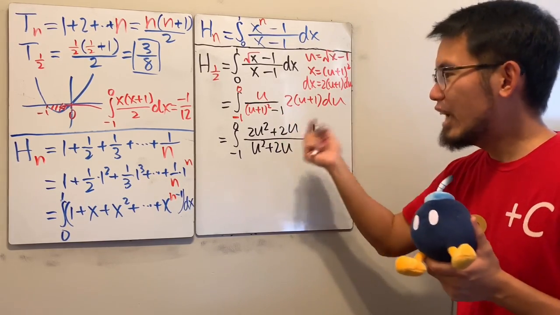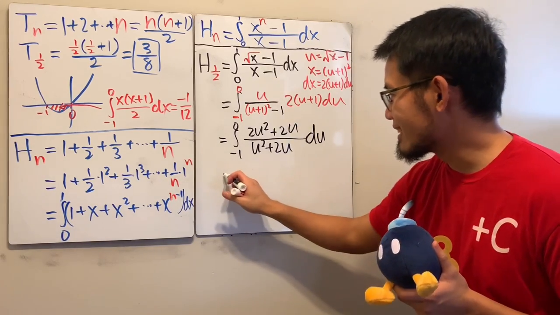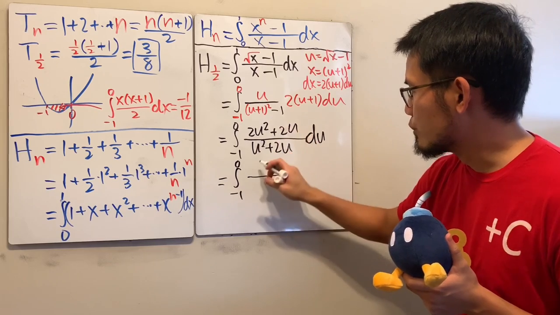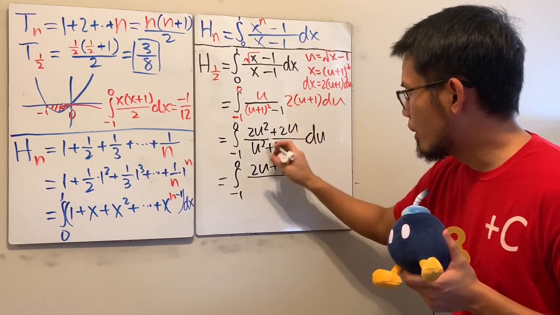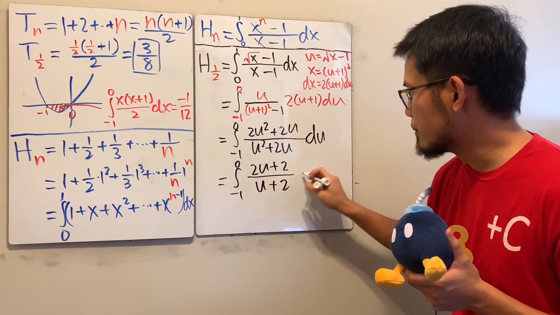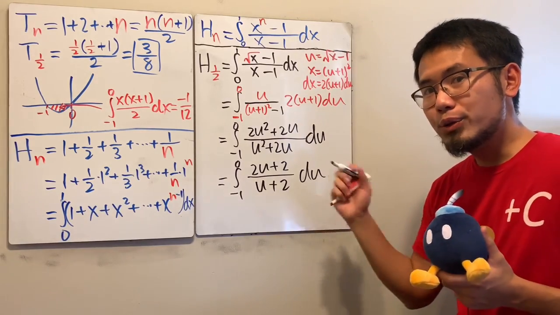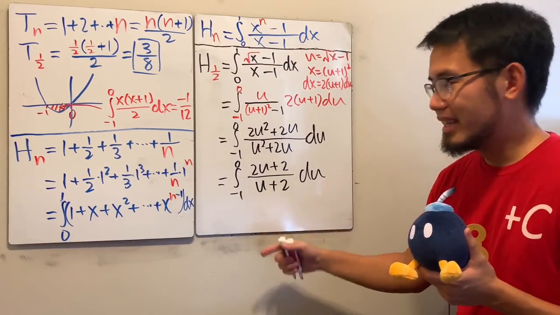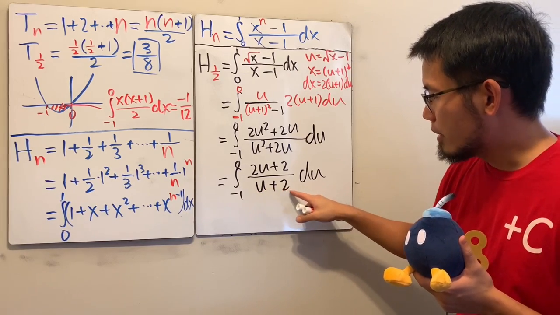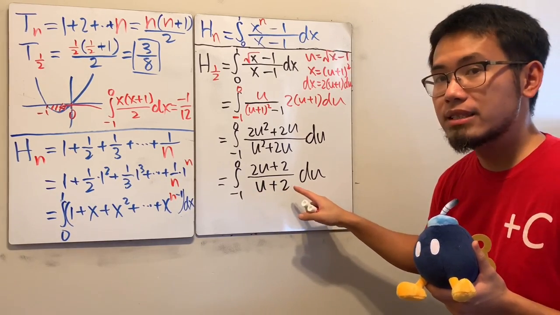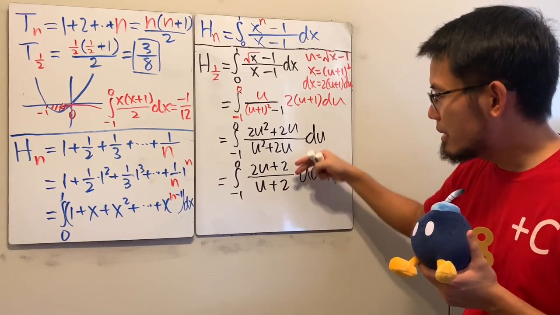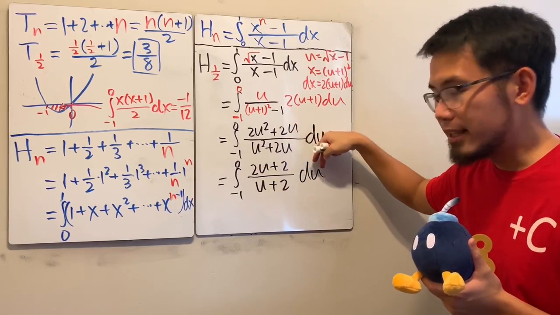And as you can see, everybody has a u, so let's just cancel it out. So we have the integral going from -1 to 0, and we'll just have (2u plus 2) over (u plus 2), like this. And now to integrate this, you can just do a long division first, or you can also look at the following. You see, if I double the bottom, we get 2u plus 4, right? But the top is only 2u plus 2. So that means I should add 2 here and then minus 2 after that.